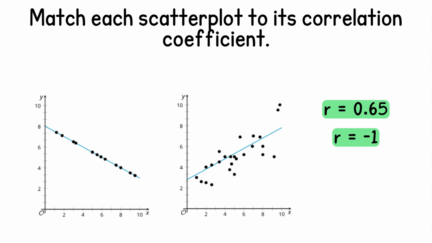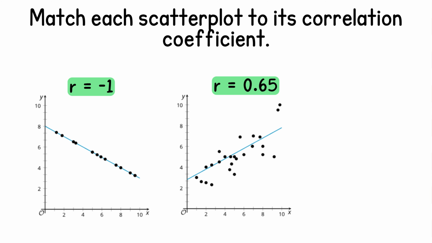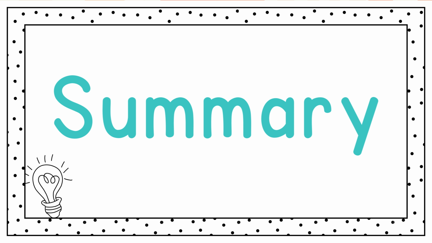The one on the left has a perfect negative correlation because that line hits every single dot. So this will be R is equal to -1. And the other one must be 0.65. And this makes sense because the line is positive and it isn't a super strong correlation, so it's not super close to 1. Now let's recap what we've learned.